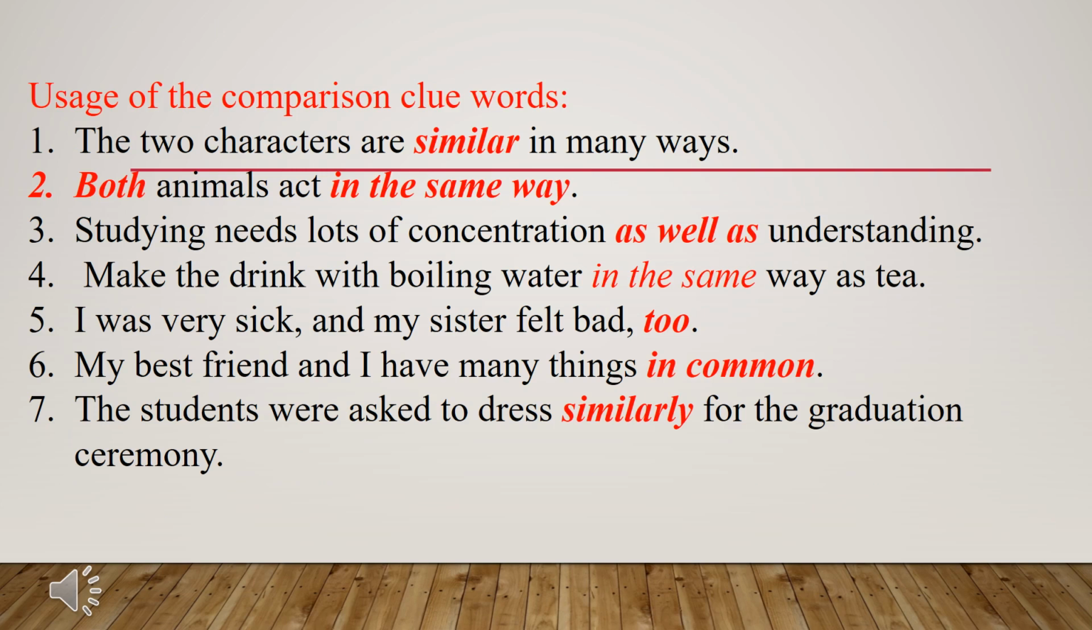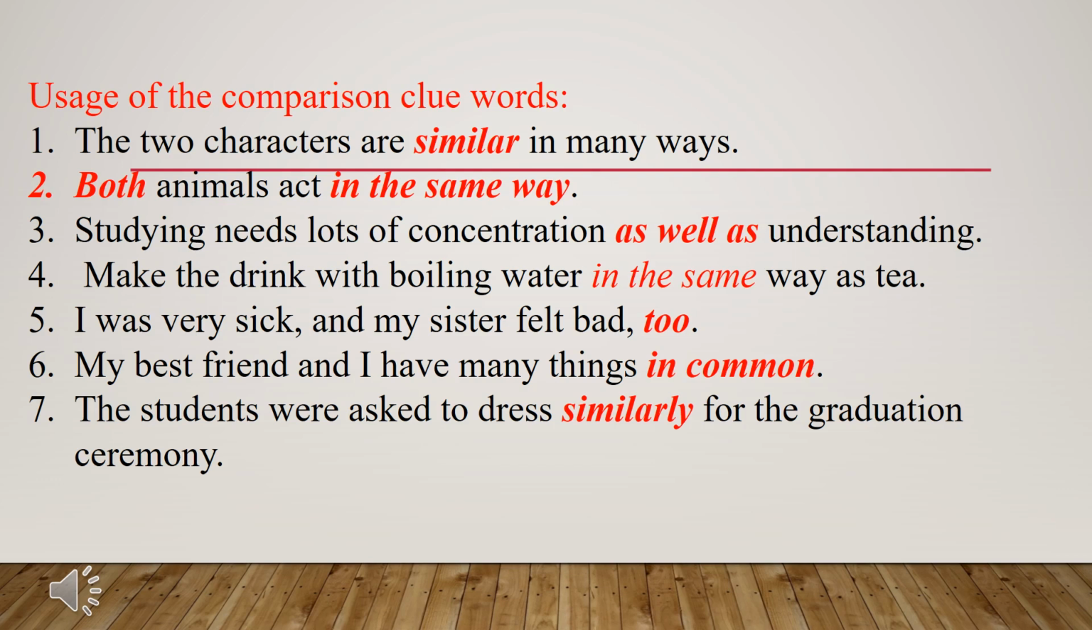Let's look at these examples to see the usage of the comparison clue words. Number 1. The two characters are similar in many ways. Similar here is in the middle of the sentence, and it means the same. Number 2. Both animals act in the same way. Both is used in the beginning of the sentence. In the same way, it means they act similarly.